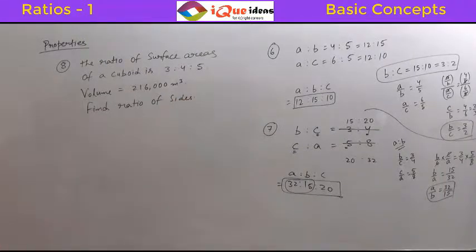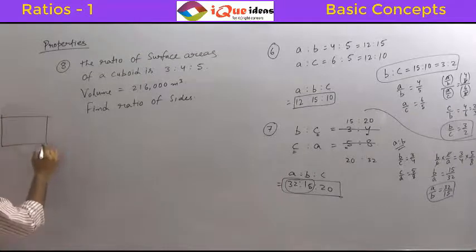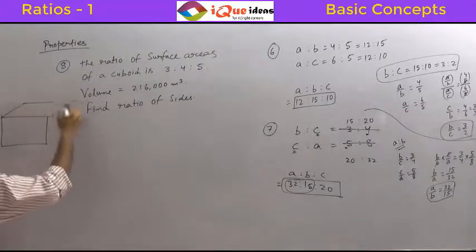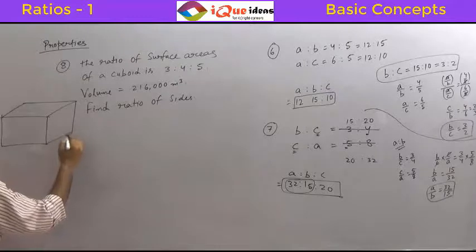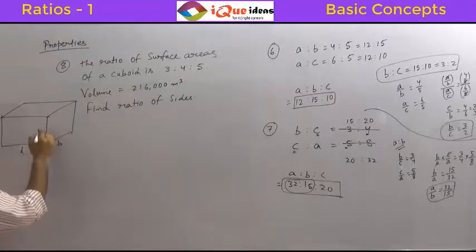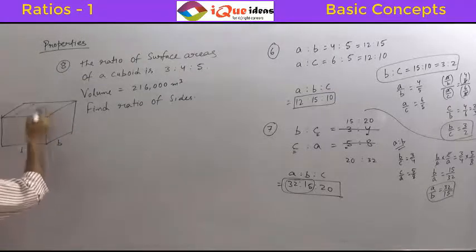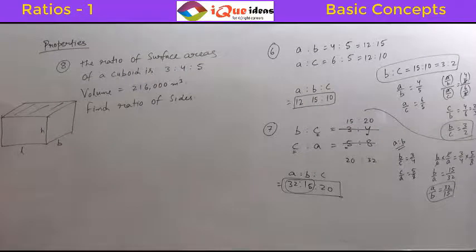Now, what is a cuboid? We all know that cuboid is a 3D figure like this. So we have L, B and H. When you say surface area, there are 6 surfaces. But when you calculate the surface area values, there will be 3 values. Let's say, for example, this top area, this is L, this is B.